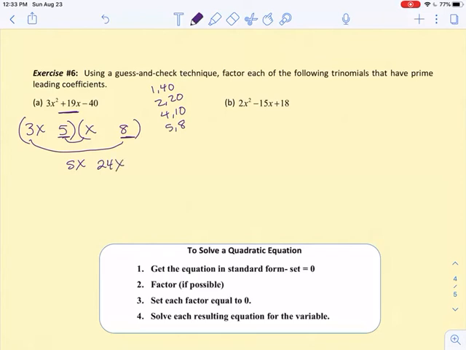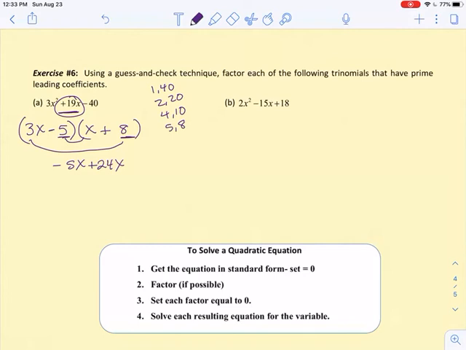8 times 3 is 24x. Can 5x and 24x ever give me 19x? Absolutely, if it's a positive 24 and a negative 5. So this would have to be a positive 8 and a negative 5.